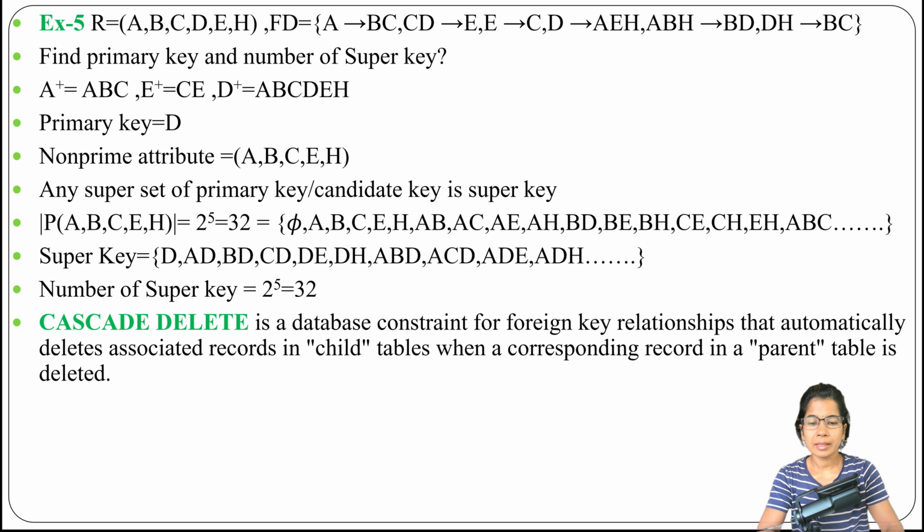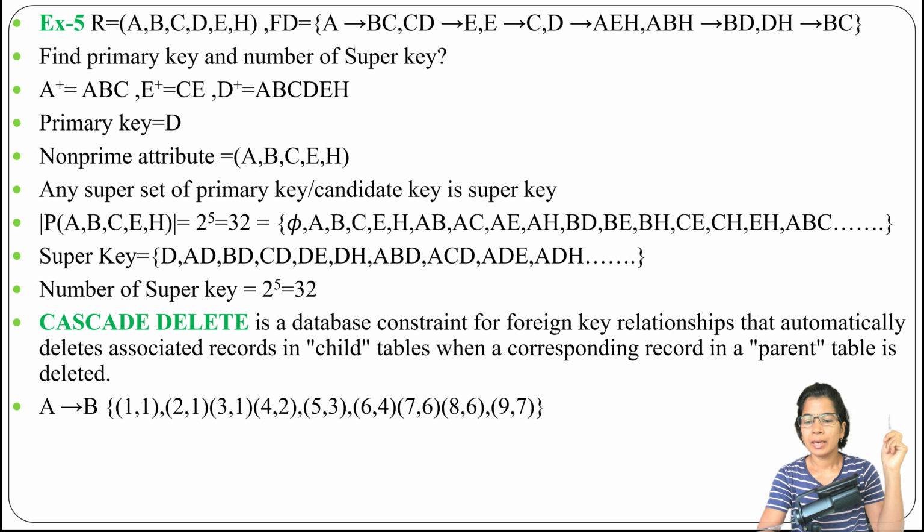Cascade delete is a database constraint for foreign key relationships that automatically deletes associated records in the child table when the corresponding record in the parent table is also deleted. As the foreign key is dependent on the primary key, if we are deleting the primary key, we also need to delete the foreign key. Let's see one example so that you can understand.